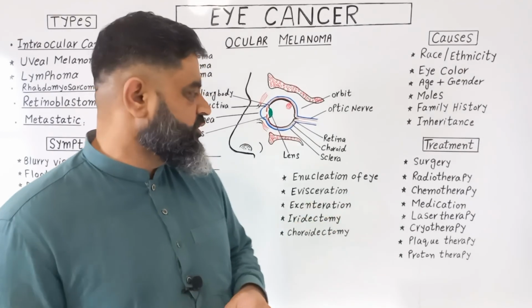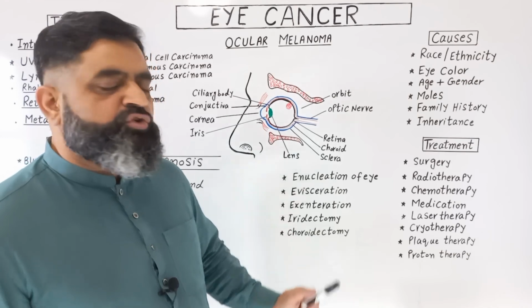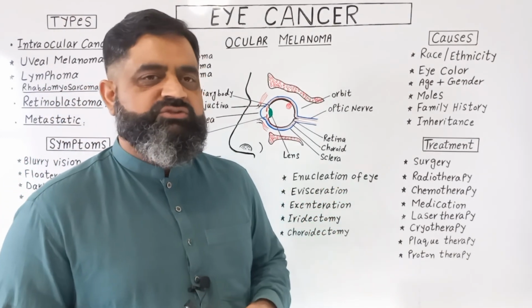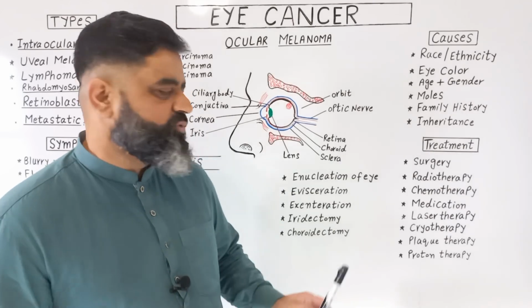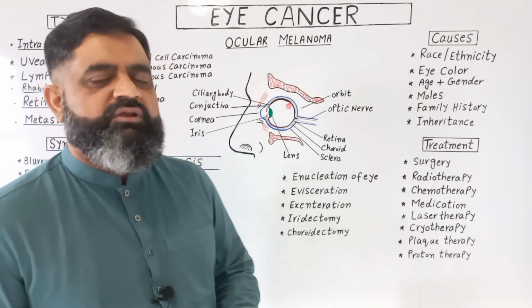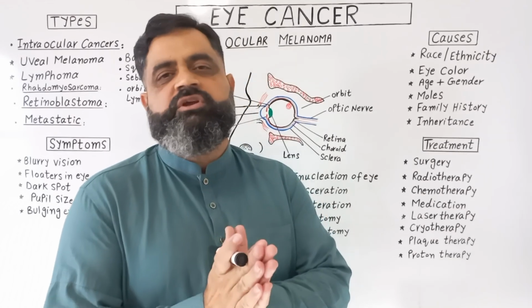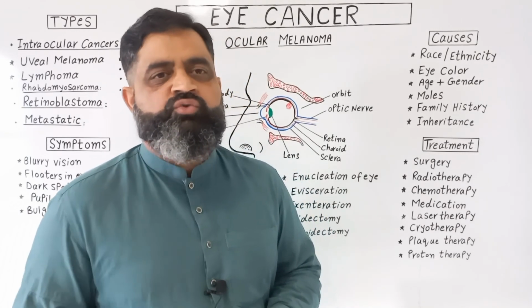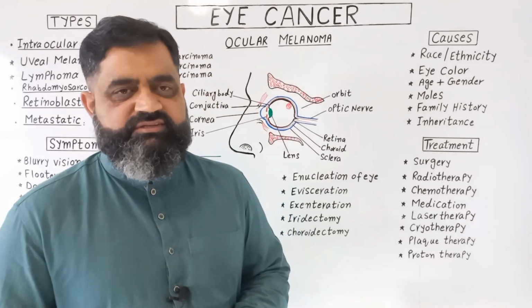has spread very much. Iridectomy, in which the iris, which contains part of the cancer, can be removed surgically so that the cancer cannot spread to the whole eye. Choroidectomy, in which the choroid, the middle layer which is sandwiched between the sclera and retina, can be removed surgically to overcome the spread of cancer.